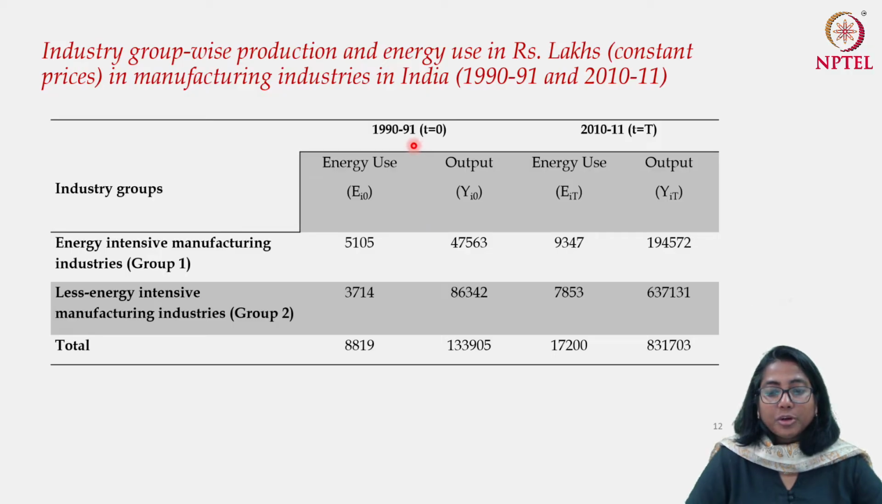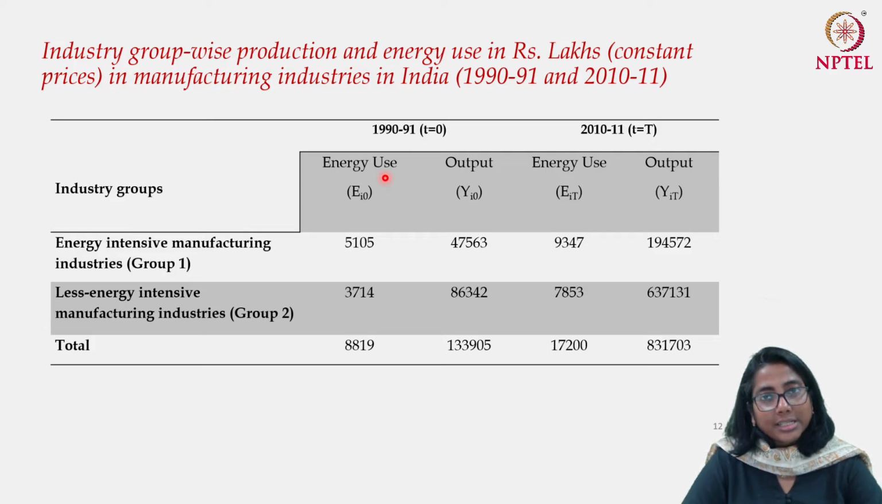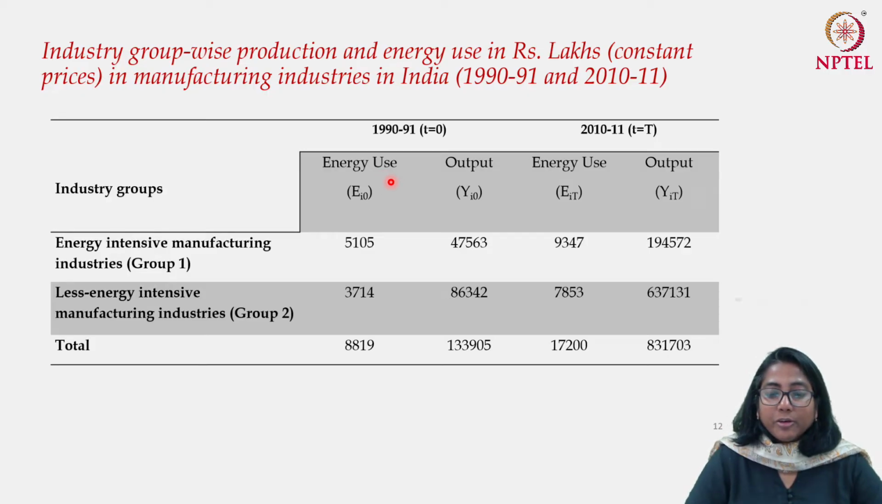And what is the information that we have? We have the information for the year 1990-91, and we also have the information for the year 2010-11. We have the information on energy use and on output produced for both the years. We need three things, right? We need the change in output, we need the change in structure, therefore we need to understand the structure, and the third thing, we need the energy intensity. Now if you have information on energy use and output, you can derive the other two.